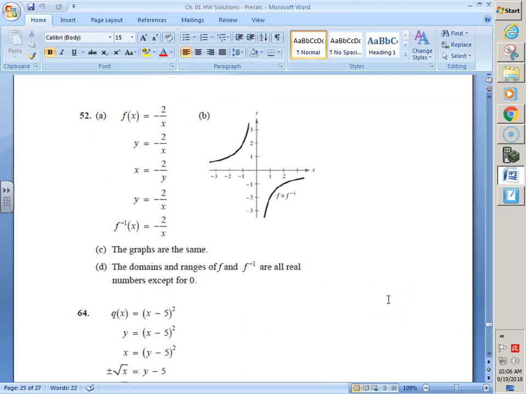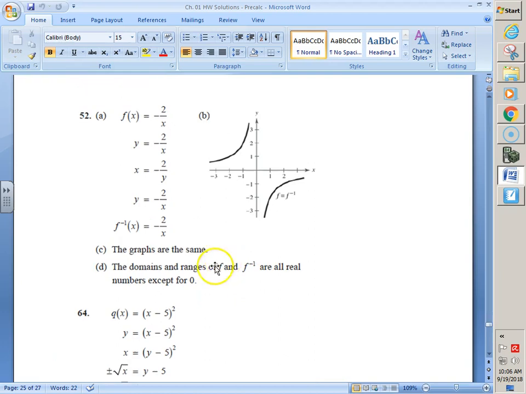I gave you 2 just because it's so weird. You might not have believed me the first time. But when you switched x and y and solved for y, wasn't it itself again? Yes. Look at the graph. It's its own reflection. It already reflects on its own. It doesn't need anybody else.